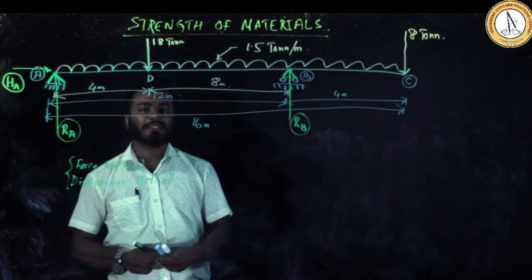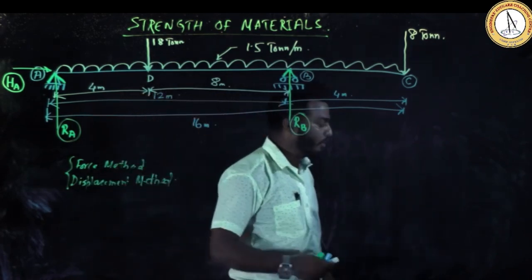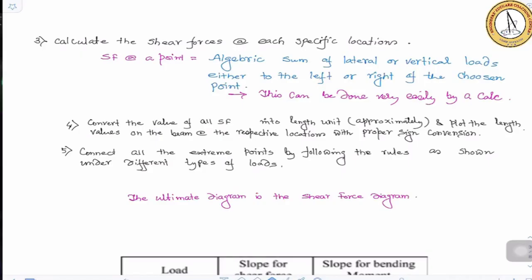Okay. So let's see what is the next step on your screen. The next step, which is step 3, is to calculate the shear force at each specific location. Now, what is the shear force? It is the algebraic sum of lateral or vertical loads either to the left or right of the chosen point. And this can be done very easily with your calculator.